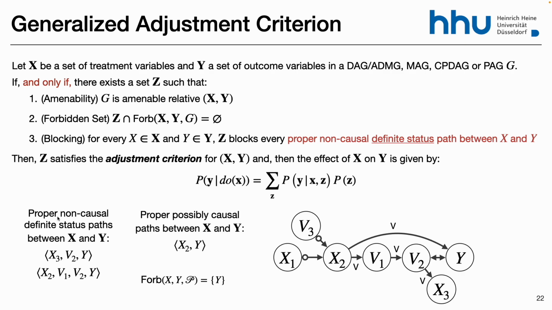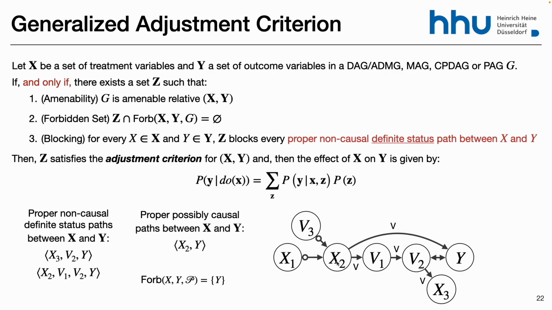And proper non-causal paths between x and y. So this is a proper causal, but from x1 everything is non-proper. There's nothing between x1 and y. So we just check between x2 and y. And this path x2, v1, v2, and y is a non-causal path, and it's proper.